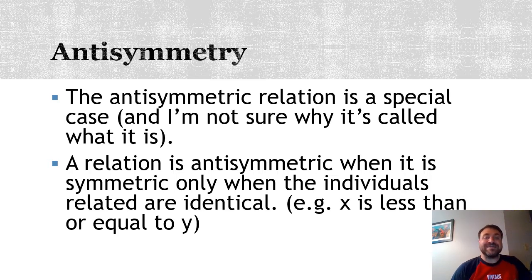A relation is anti-symmetric when it is symmetric only when the individuals that are related are identical. Okay, so go over that definition a couple of times. Say it to yourself, get it clear in your head. Think of maybe a fresh example of it.